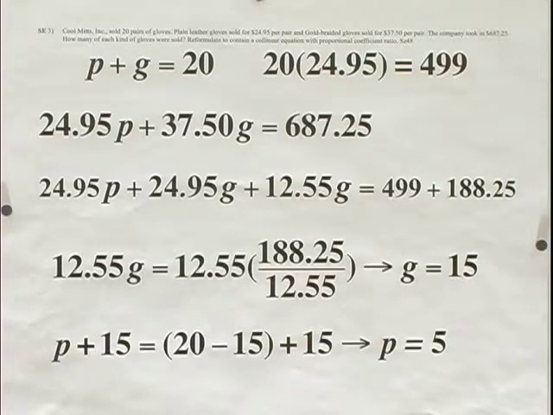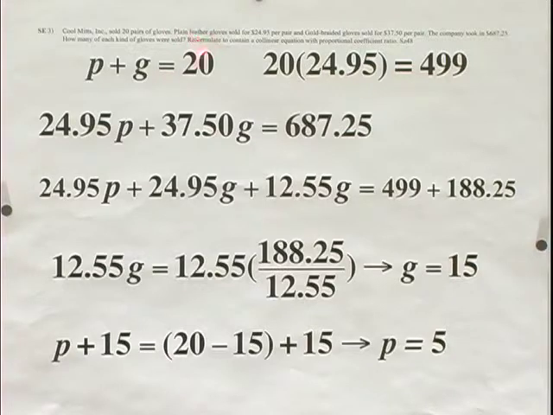Here's the first equation. Plain leather gloves plus gold braided gloves, they sold 20 of them. Here's the second equation, $24.95 times the plain leather gloves plus $37.50 times the gold braided gloves. Sales were $687.25. I want to make these coefficients equal, so I'm going to write 24.95p plus 24.95g gold. And then to make this 37.50, I'm going to write 12.55g. This and this adds up to 37.50.